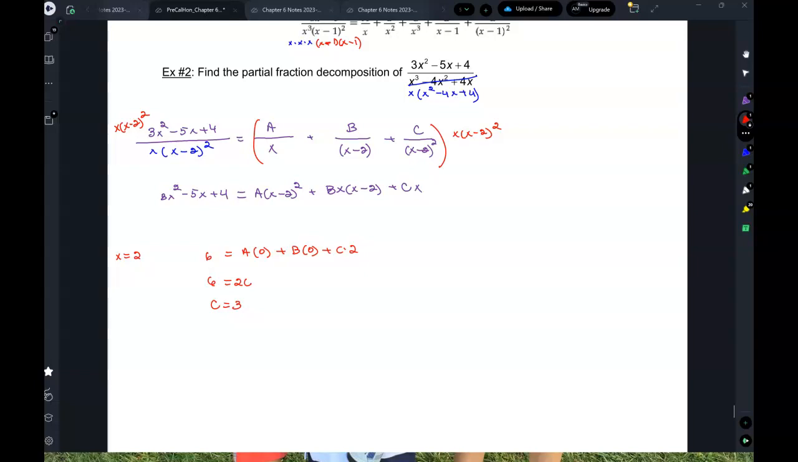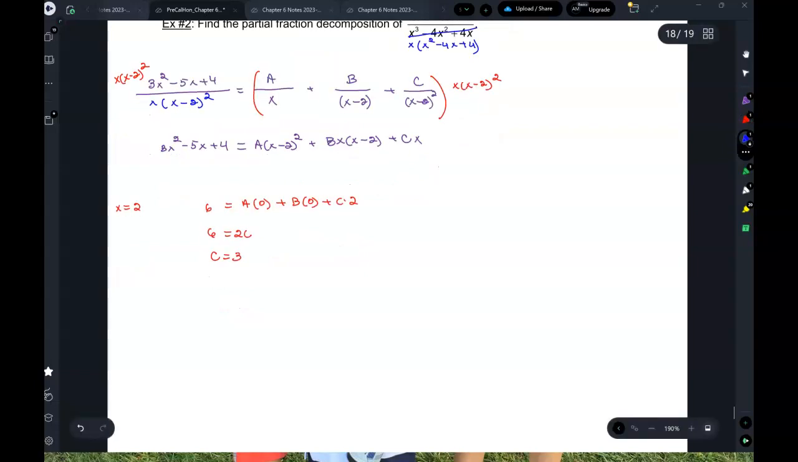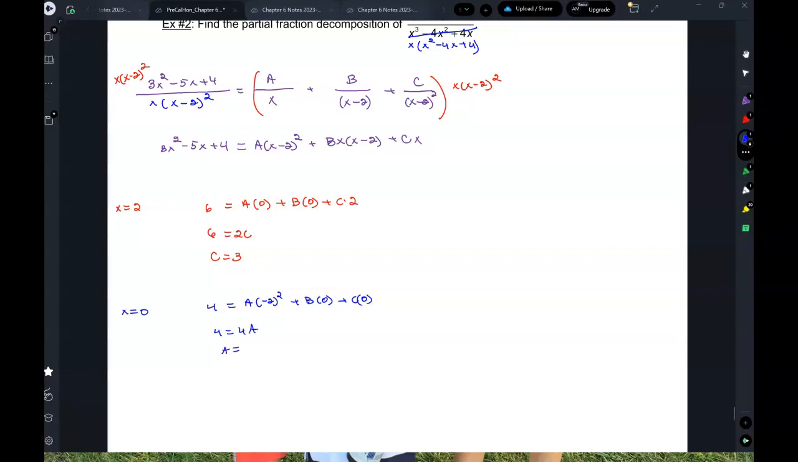Here? Well, these cancel. Oh, wait, I'm sorry. Okay, so then what else can we plug in? 0. So I get 4 equals a times negative 2 squared plus b times 0 plus c times 0. 4 is 4a, a is 1. Okay, now I need another one, right? Now I need another one.